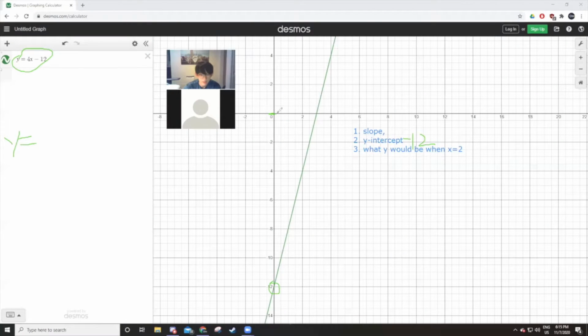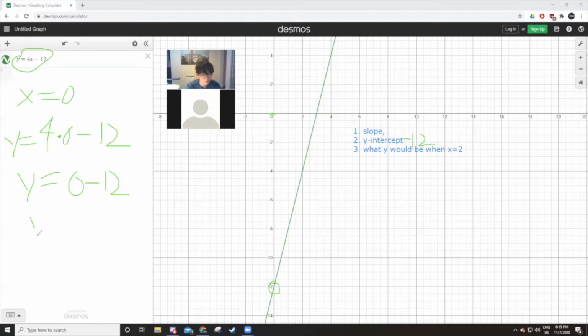When x equals 0, what is y? So x equals 0, so you can replace x with 0 in 4 times x, so 4 times 0. And if you solve this, it becomes 0 minus 12.